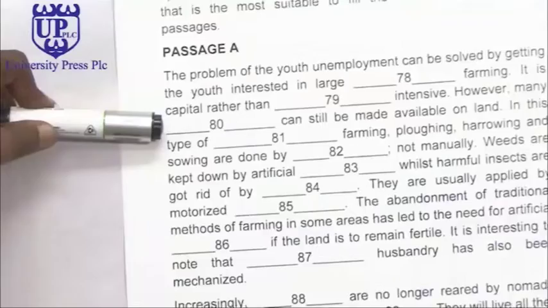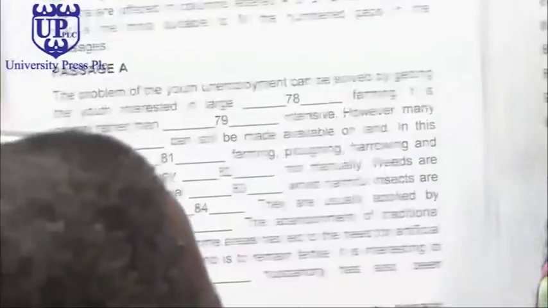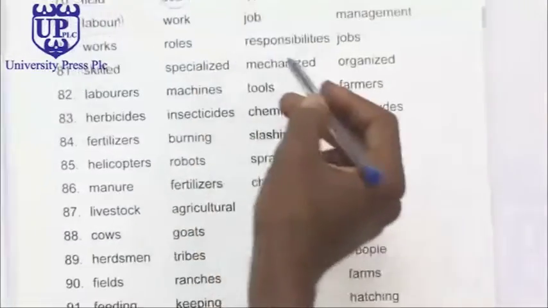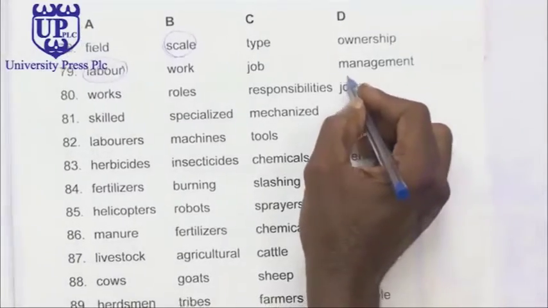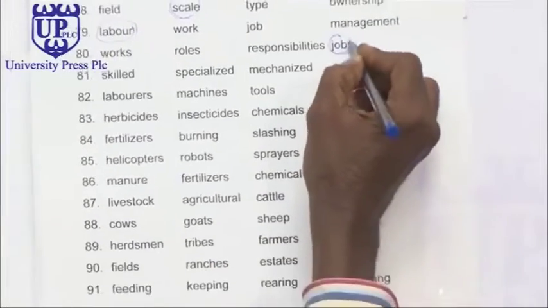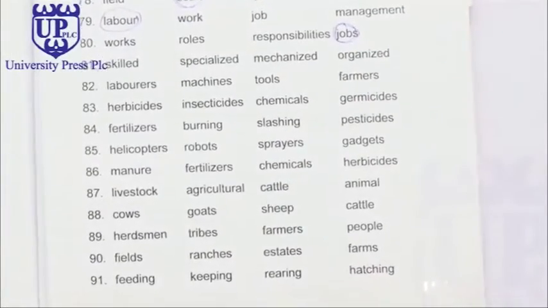However, many dash can still be made available on land. Many what? Let's look at the options. Many works, no. You don't need works. Many rows, no. Many jobs can still be made available on land.